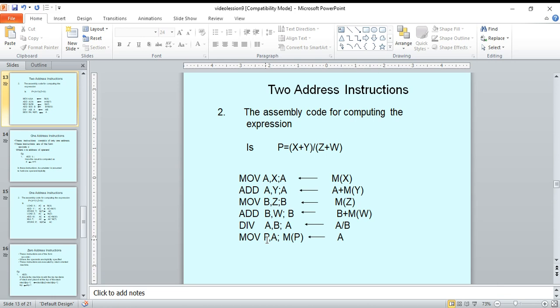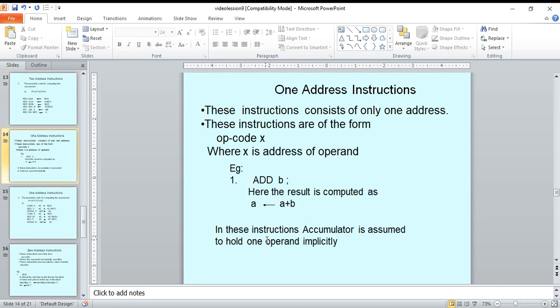This is the two address instruction. And the next one is the one address instruction. A one address instruction is one where the instruction consists of only one address field. The instructions are of the form opcode and then only one address field.